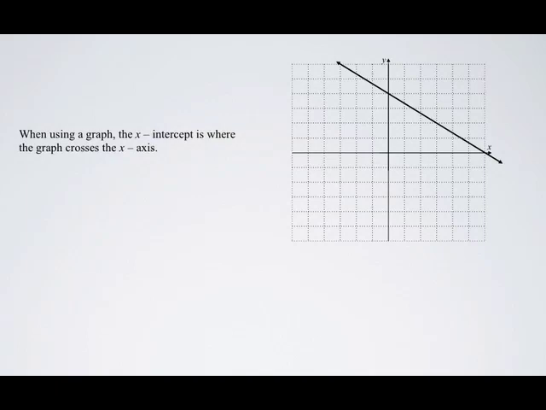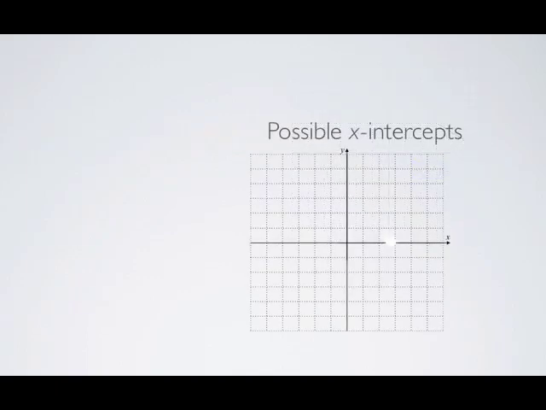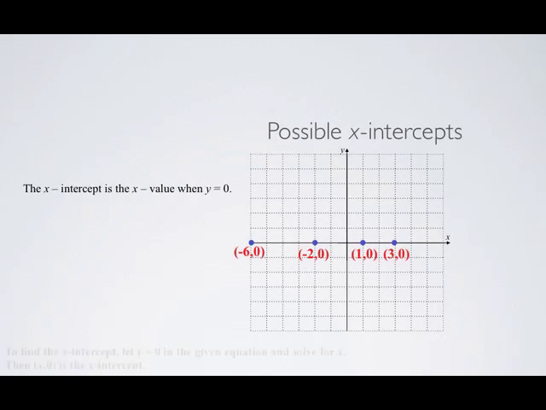When using a graph, the x-intercept is where the graph crosses the x-axis, right there. In this situation, the x-intercept is 6. Possible x-intercepts are all along the x-axis, like (3, 0), (negative 6, 0), (1, 0), or (negative 2, 0). The x-intercept is the x value when y equals 0. All of the y's for all of these possible x-intercepts are 0.